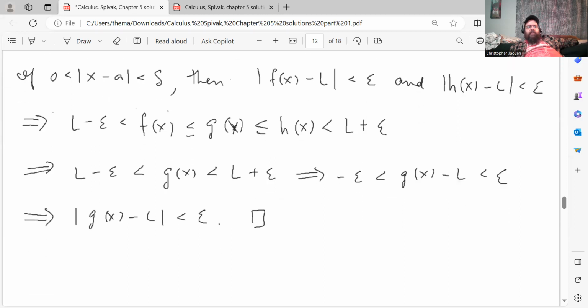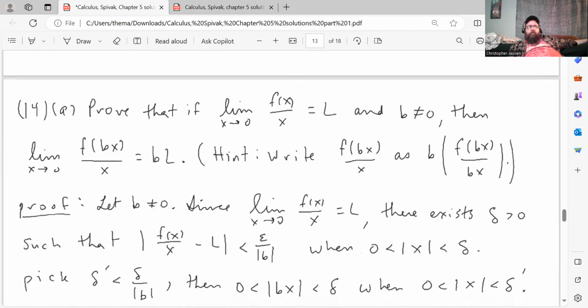Which means that g of x is between L minus epsilon and L plus epsilon from the above string of inequalities. And then I can subtract L from both sides. That gives me this inequality here, negative epsilon less than g of x minus L less than epsilon. But that's the same thing as absolute value g of x minus L less than epsilon. So that shows not only that the limit of g is L, so it exists, it also shows that the limit of g of x as x approaches a is the same as the limit of the other two functions. In other words, it's equal to L.